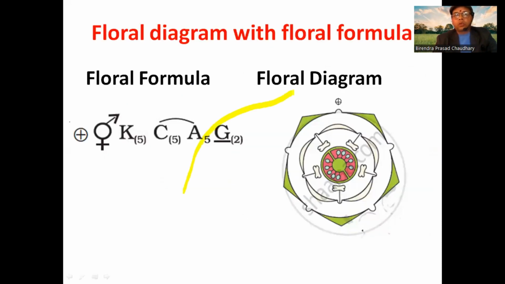Next, the most important part, that is the floral diagram with floral formula. This is a very important part of the family description that we have to consider. First you see this floral formula; if you know it, according to this, the floral diagram can be easily prepared. In the floral formula, this is actinomorphic.